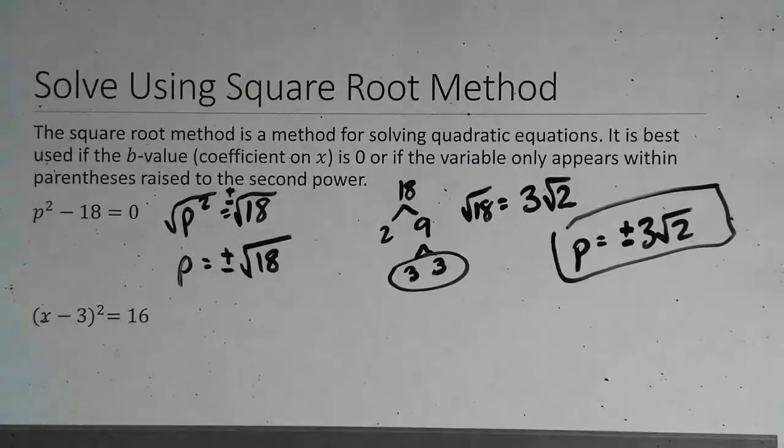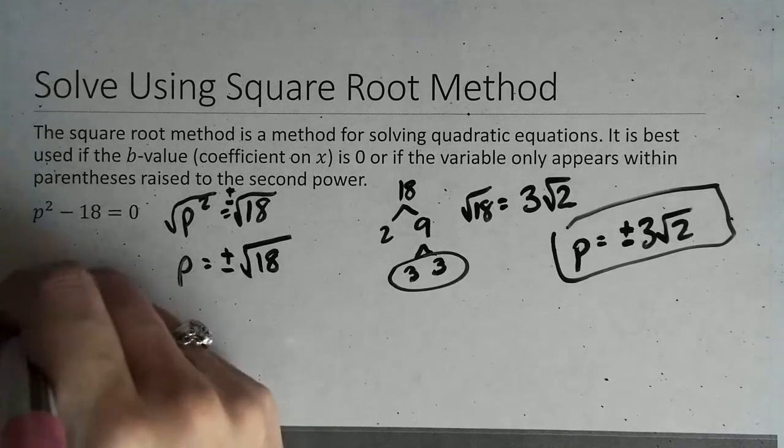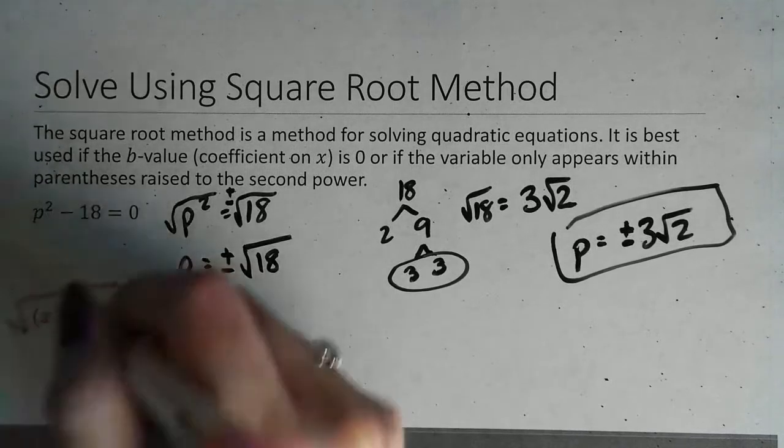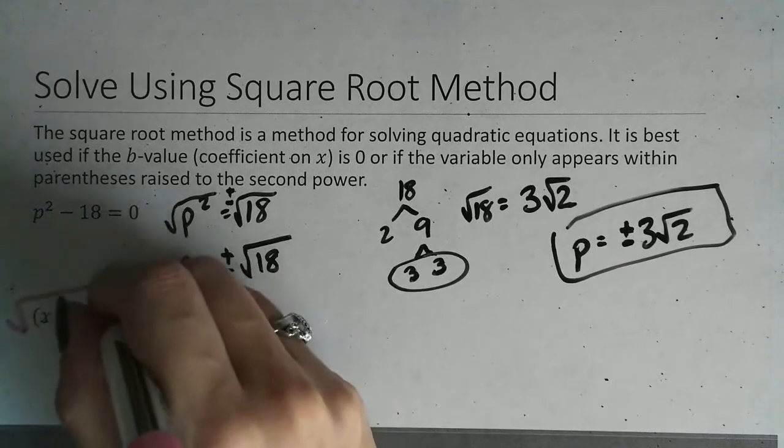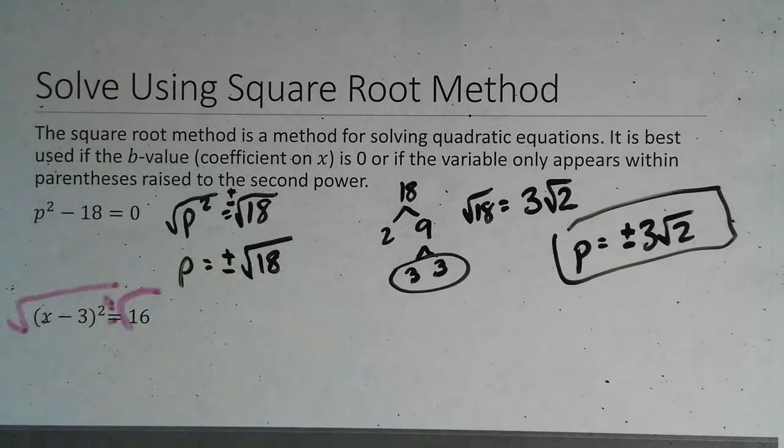In the second one, we're looking at x minus 3 quantity squared is equal to 16. This is the case where our variable is in parentheses squared. What's really cool about this is we're so close to the answer, it's crazy. I am going to square root both sides of this equation, and I need to put my plus or minus on the right-hand side. It didn't show up very well, but that's what I'm doing.